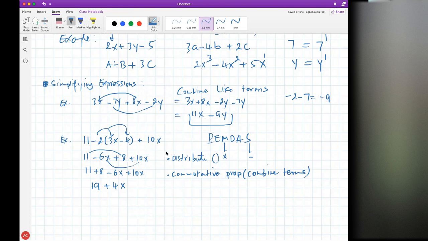Okay, so always distribute first, if you have parentheses, then you combine like terms. As you can see again, this is much simpler than this longer line here, long expression.